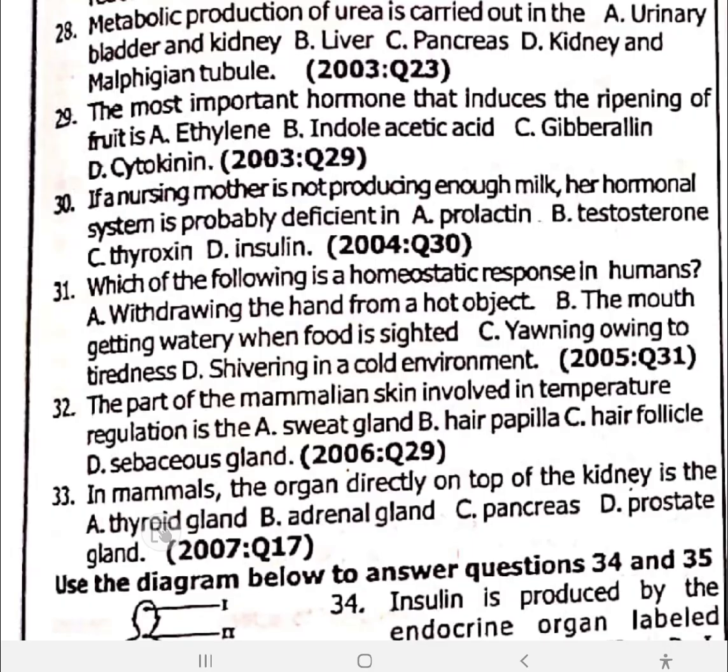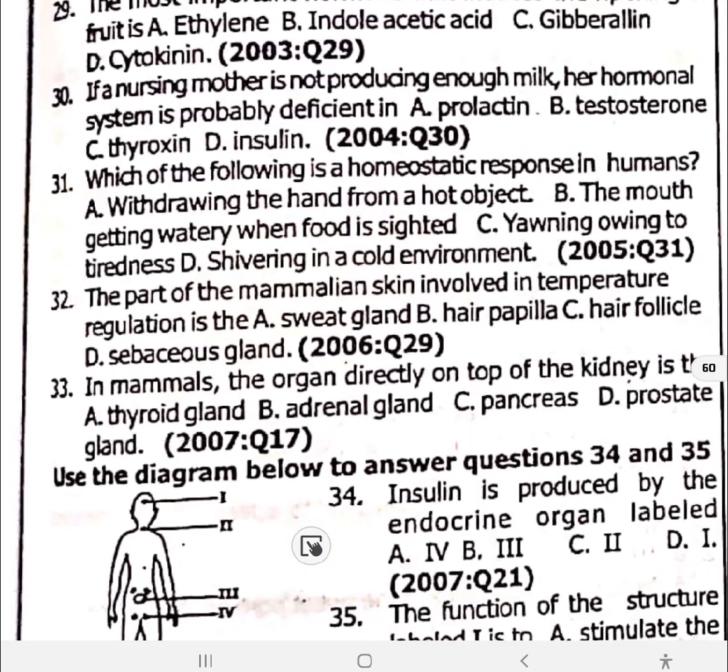That's why sometimes you are in a very hot place and you drink some cold water, it seems as if you will sweat everything out, and as you sweat, your body will become cool. If you know what I'm trying to say. Sweat gland. 32 is option A. 33. In mammals, the organ directly on top of the kidney is the... This question most students would always get it wrong. Adrenal. Option B, the adrenal gland is directly on top of it.